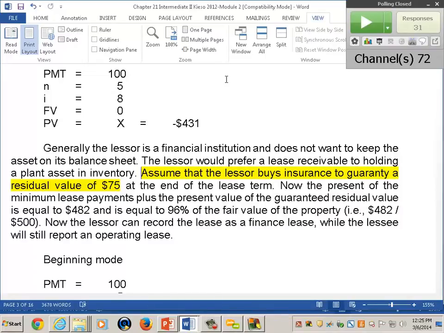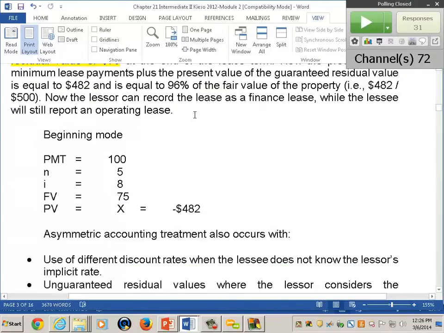So what I do is I now change the parameters of the lease problem. And of course, you know what's going to happen. I'm now going to have a residual of 75. When I add that to the discounted cash flows, I get a PV of 482. I get 96%. I meet the bright line condition, and I get a capital lease.